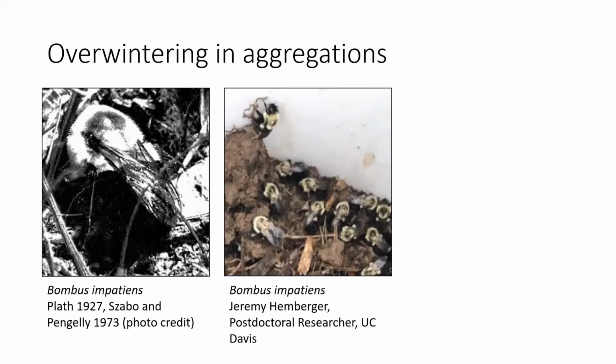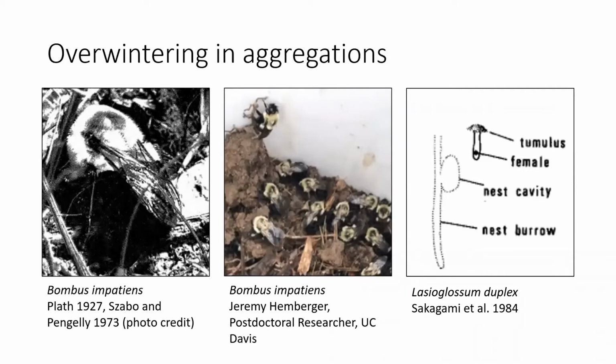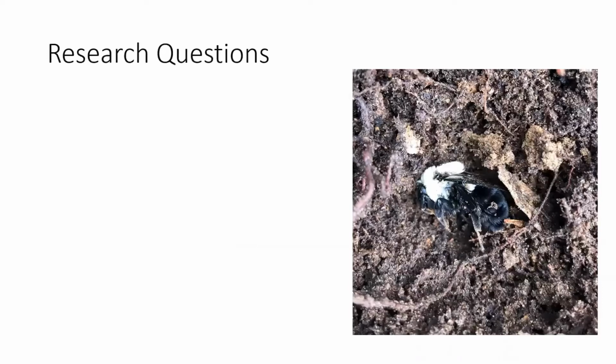And Bombus impatiens isn't the only social species of bee to do this. There are some social species of sweat bees which overwinter right next to where they nest. And I thought this was a great opportunity to explore the overwintering ecology of Bombus impatiens a little bit more rigorously, because most of these previous observations have been relatively anecdotal.